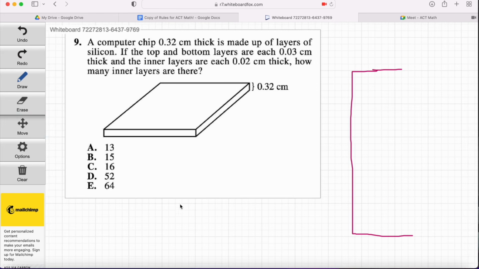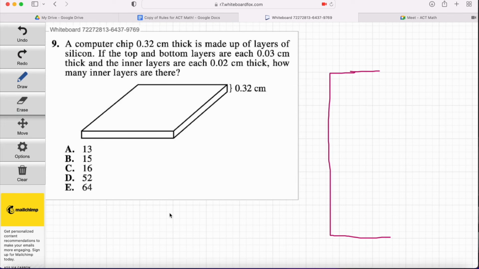They tell us the top and bottom layers are 0.03 centimeters thick, and the inner layers are 0.02 centimeters thick. So the top and bottom layers are just a little bit thicker than the middle layers. Does that make sense? Yes. And the whole thing is 0.32 centimeters thick. This is just a rough estimate, but this top layer is 0.03, and this bottom layer is also 0.03.